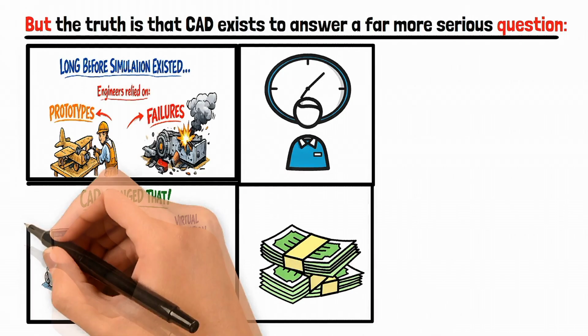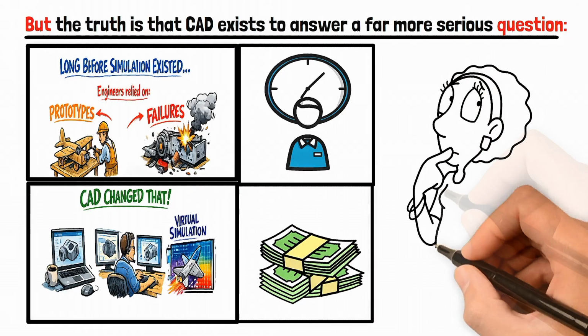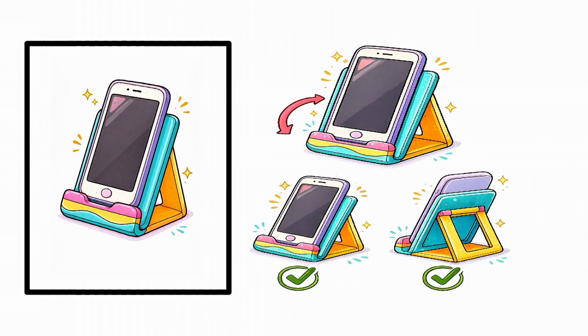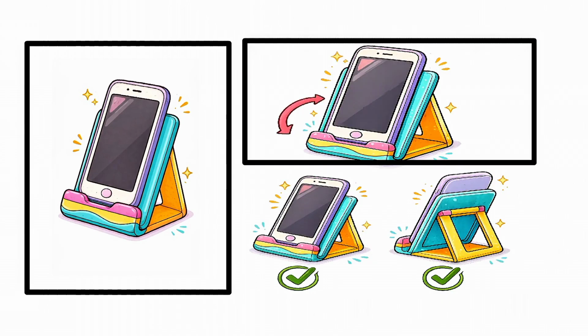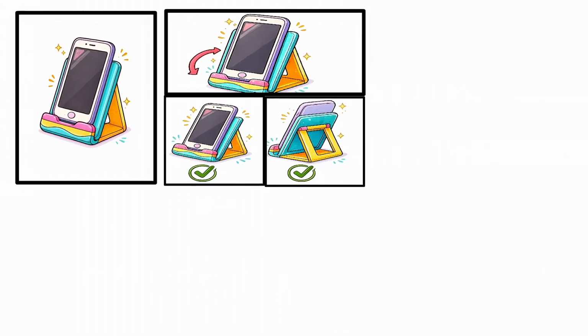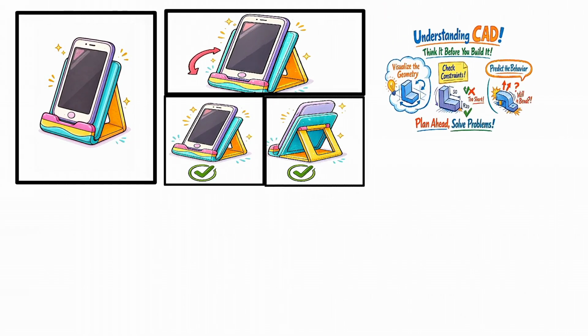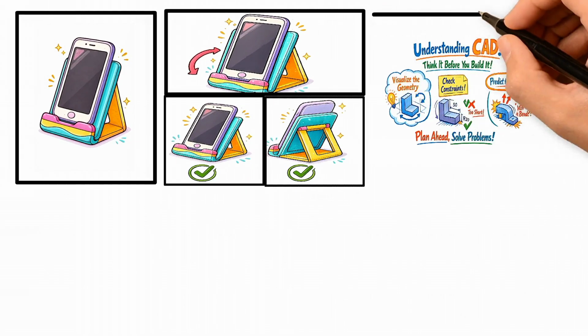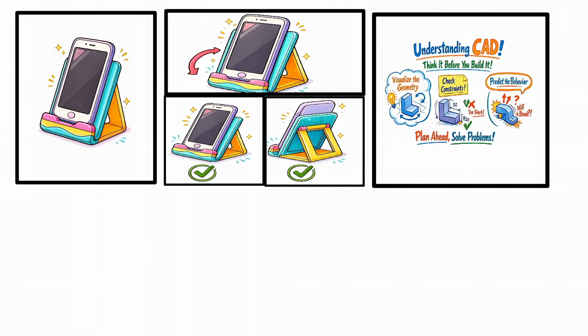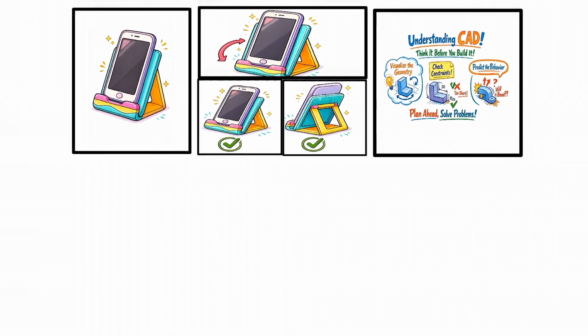CAD changed that. To see this clearly, imagine a simple everyday situation where you design a phone stand. You sketch a shape, but before printing or manufacturing it, you rotate it in 3D, check whether it tips over, and see if the phone fits properly. Without realizing it, you've already used the core logic of CAD, visualizing geometry, checking constraints, and predicting behavior before anything is built. What's actually happening here is simple.